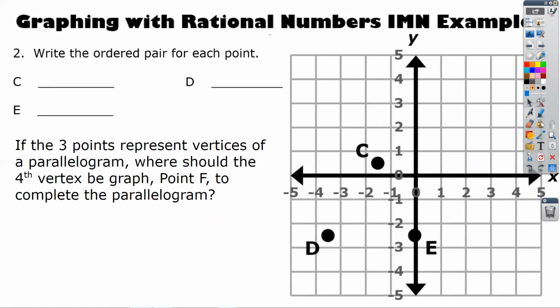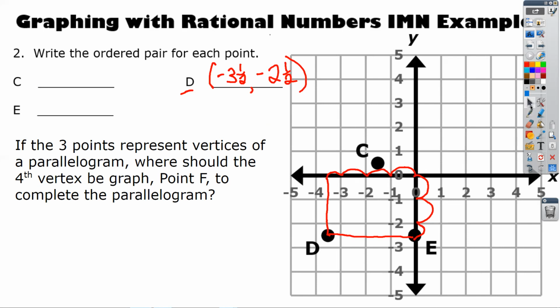Okay, so let's try letter D. Same thing, draw a line to your x-axis, draw a line to your y-axis. So my x-axis, it went 1, 2, 3 and a half jump. So when it's to the left, which means negative. And on my y-axis, it's 1 whole, 2 whole, and then a half jump down. So that also means it's negative.